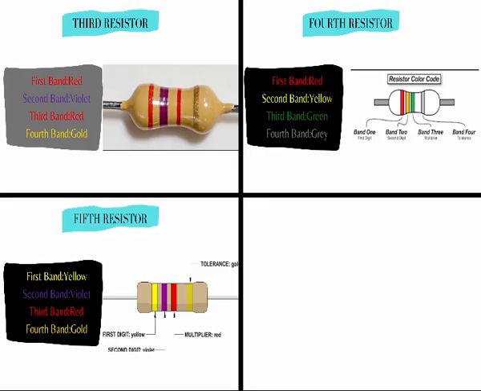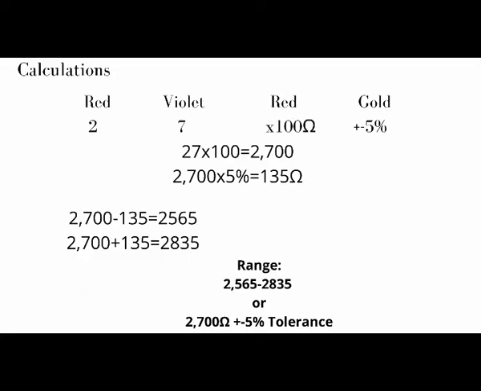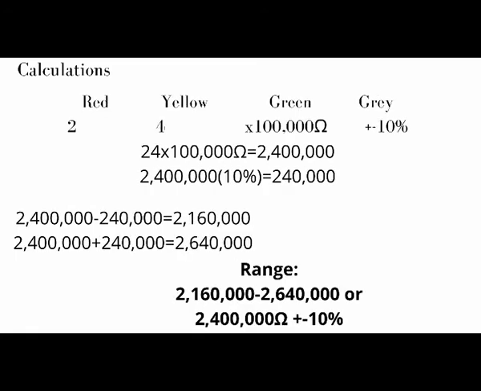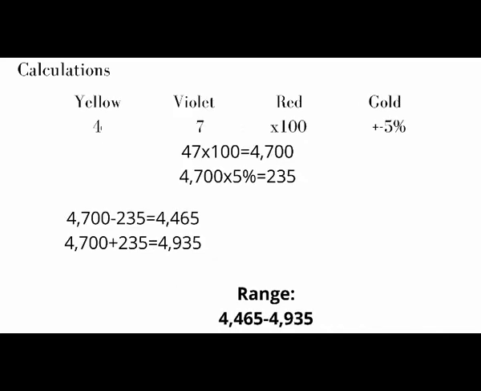The same is the process that we did in computing for resistors 1 and 2. We also did the same for resistors 3, 4, and 5. So in the third resistor, we have a range of values of 2,565 to 2,835. In the fourth resistor, we have a range of values from 2,160,000 to 2,640,000. While in the fifth resistor, we have a value of 4,465 to 4,935.